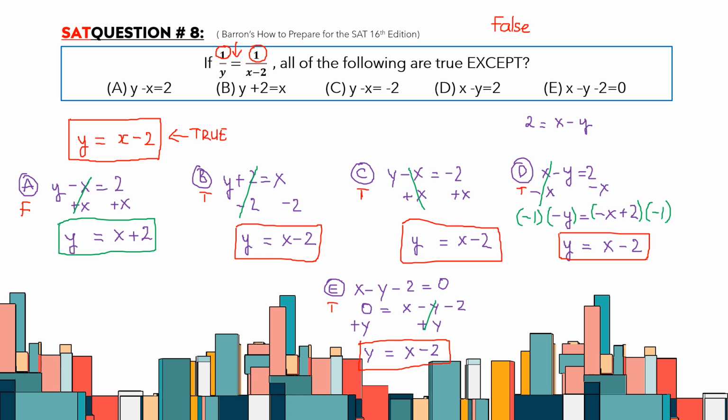So the only statement that is false is A. So A is the answer choice we should choose.